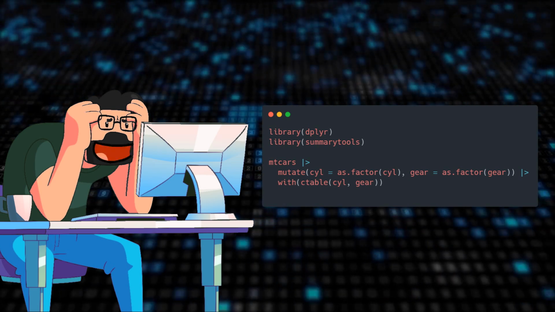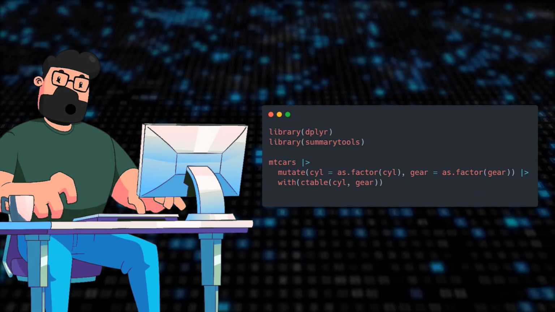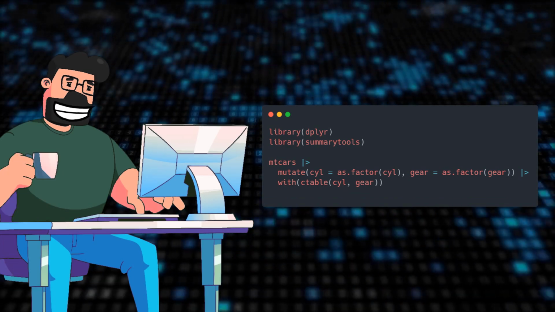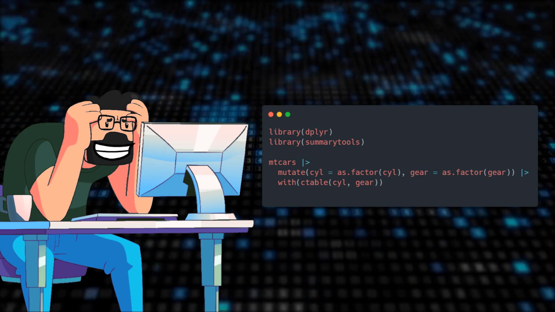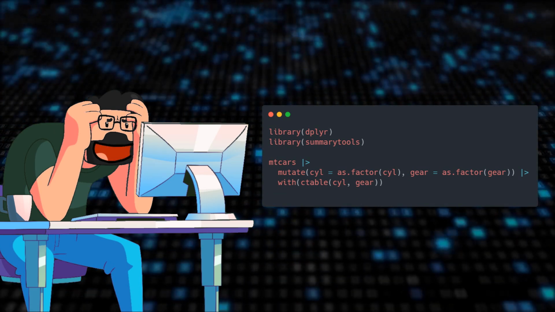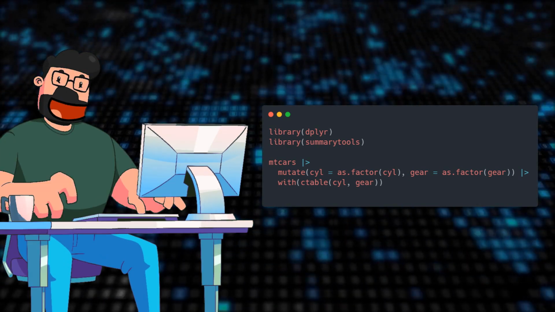The key here is to understand how the pipe operators work with table. Since table doesn't have an argument that accepts a data frame directly, we need to use with. By making use of mutate to convert our columns to factors and then piping it into with(table(...)), we can get table to play nice with a native pipe or magrittr pipe.